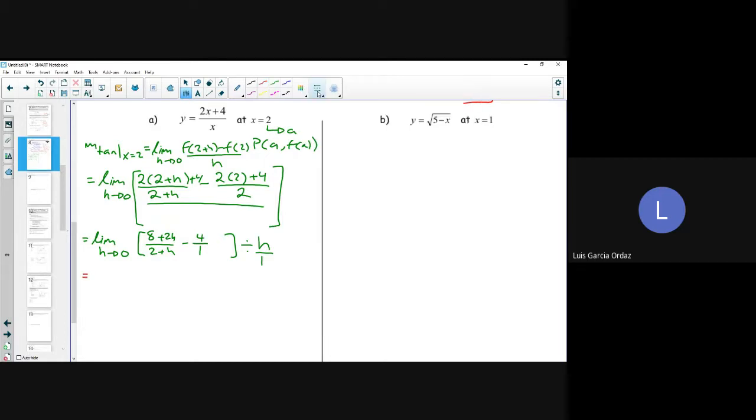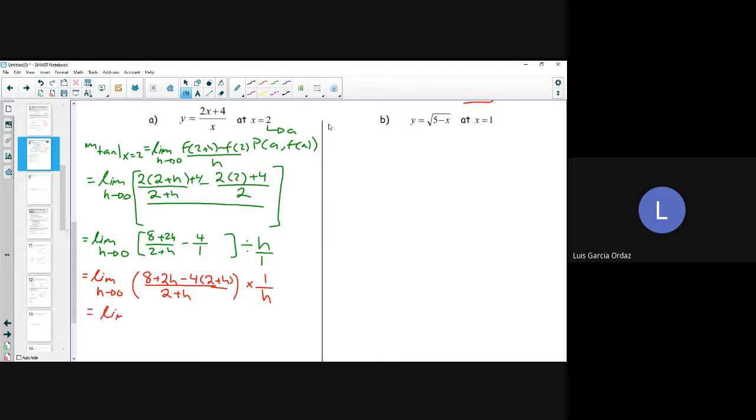So what I end up getting is the limit as h approaches 0 of, so 2 plus h is going to be my denominator, so nothing happens to 8 plus 2h. However, I have to multiply 4 by 2 plus h, so we get minus 4 times (2 plus h), and that will be multiplied by 1 over h. All right. And now we can just expand and simplify the expression on the left.